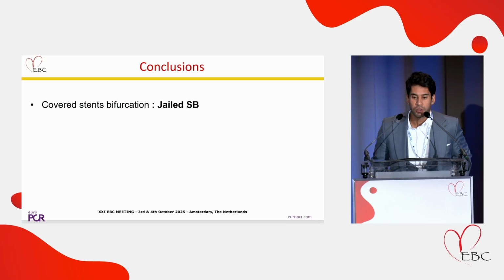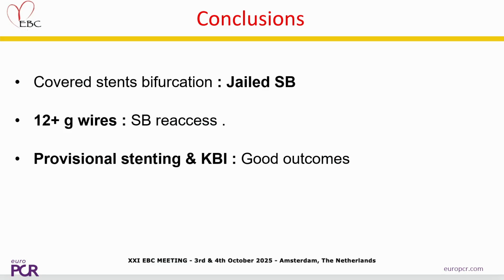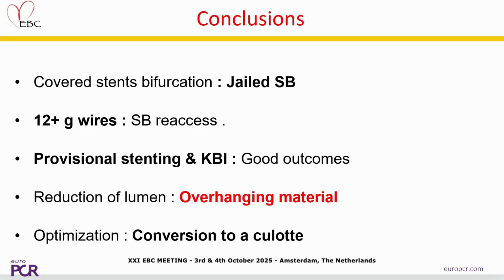As a conclusion, covered stents could be used in bifurcations, but when ischemia is driven by a jailed side branch, we need to re-access the side branch, which can be done with any wire that has a tip load over 12 grams. Provisional stenting and kissing balloon inflation deliver good outcomes, but with the downside of having overhanging material that could be overcome by a conversion to culotte using a DES.